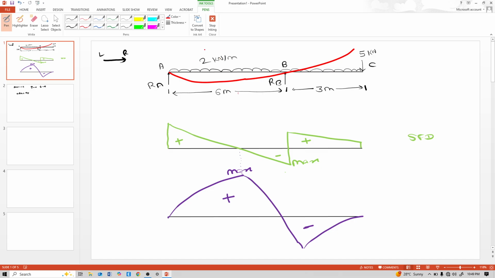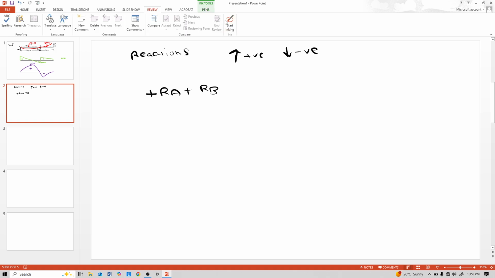Convert this 2 kN per meter UDL into a concentrated point load. So it is like this, downward, 2 into 6, where 6 is the length of the AB portion where it is acting. And again see, the BC portion also has this 2 kN per meter load. So this is also 2 into 3, as the BC portion length is 3 meters. So I convert this UDL into point loads, and these are downward, that means minus 2 into 6, minus 2 into 3, and minus 5 also.